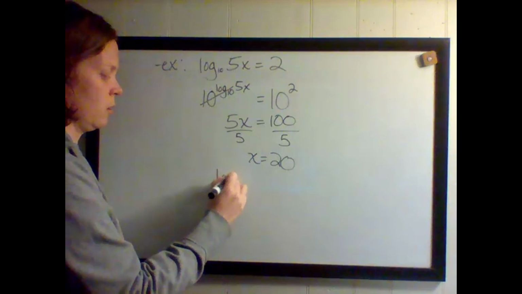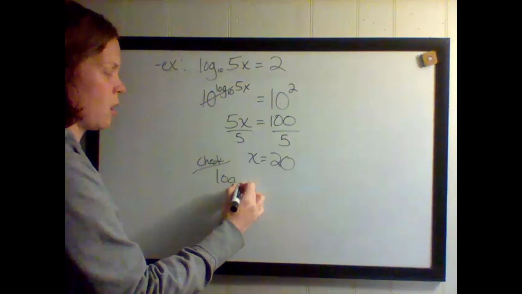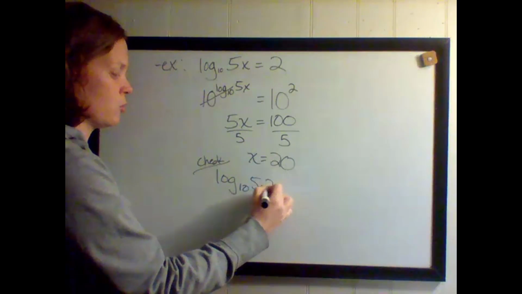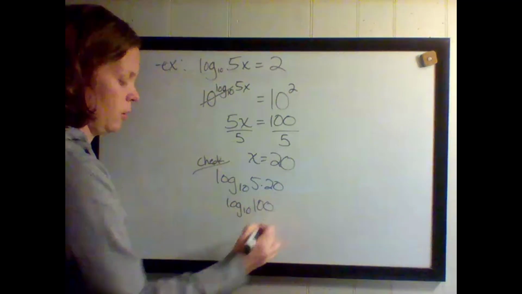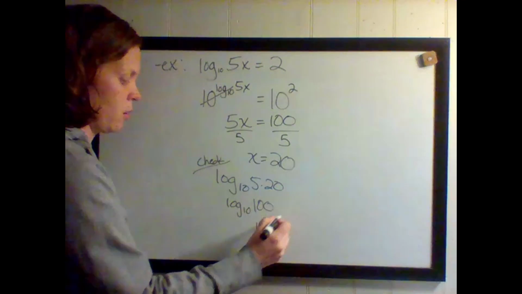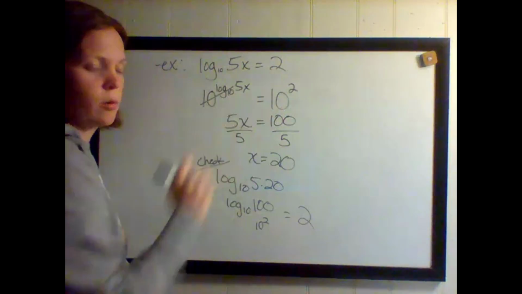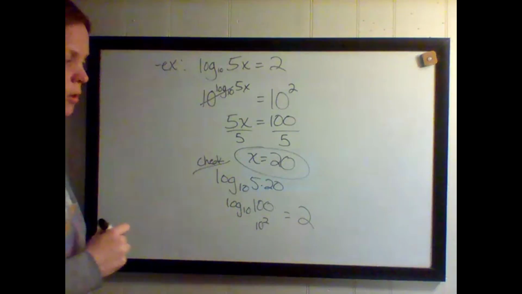Now let's do a check. So this is my check. Log base 10 of 5 times 20, that's log base 10 of 100. And yep, log base 10 of 100, 100 is 10 squared, that would be 2. So I know it checks out. Okay, so this is a valid answer, x equals 20.